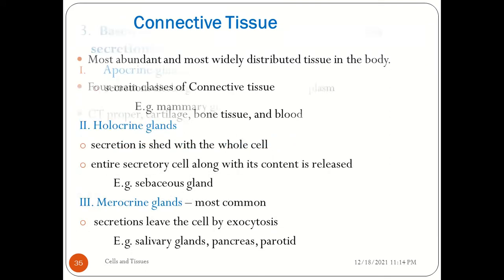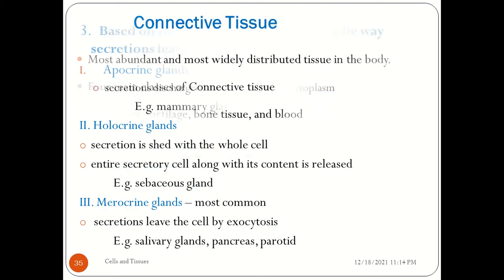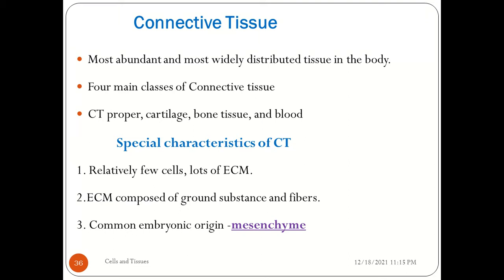So this is all about epithelial tissue, and also lastly the glands, exocrine glands. We have four types of tissues. The first is epithelial tissue, the second is connective tissue. So the second tissue group is connective tissue.